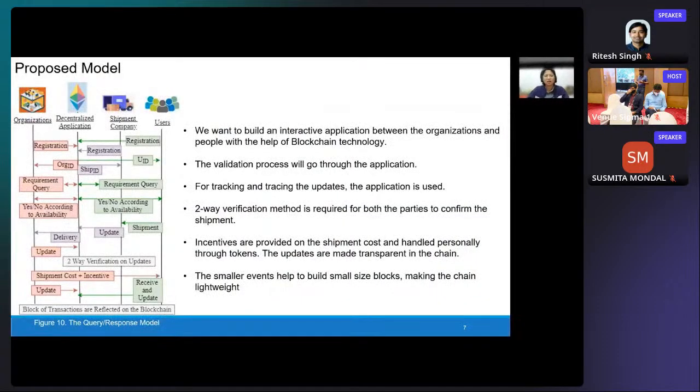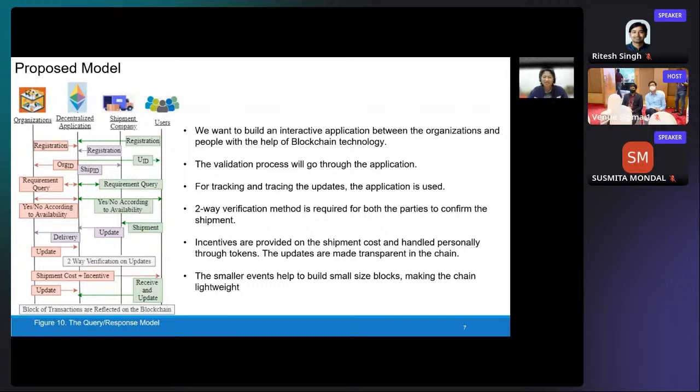This is the structure of our query response based proposed model. The participants can register to our decentralized application. They will get a unique ID, through which they can start to feed events to the blockchain. Basically, this is created for an interactive platform.